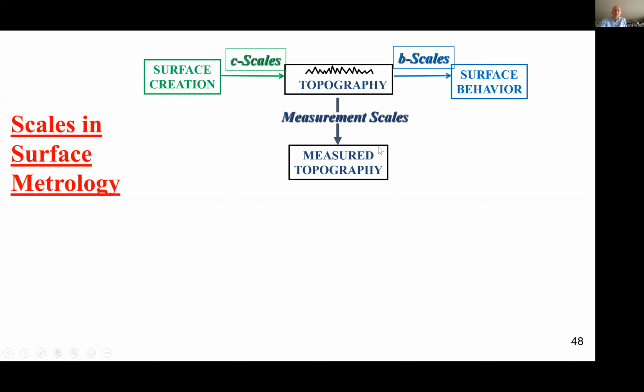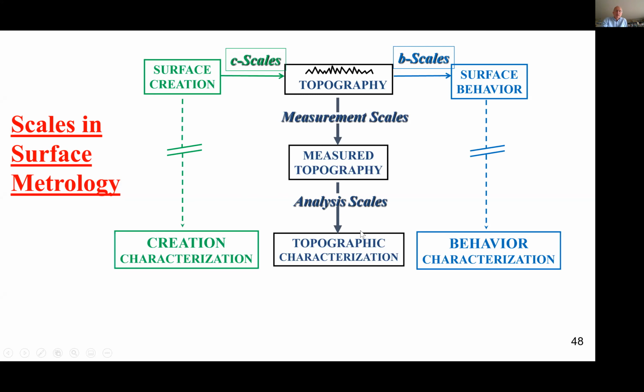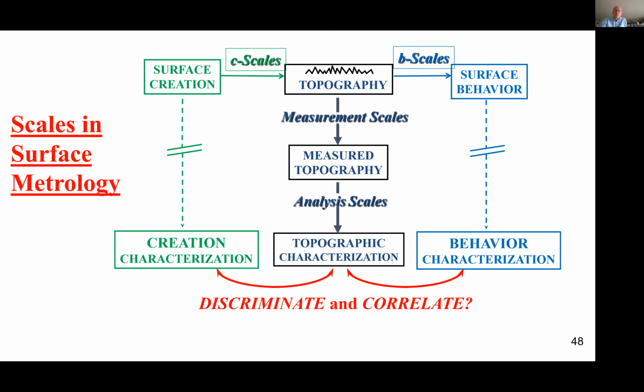What was our sampling interval? How good is our sensor? And then when we do the analysis, like the filtering, we impart other scales. And so what we want to do is discriminate or correlate between topography and behavior.